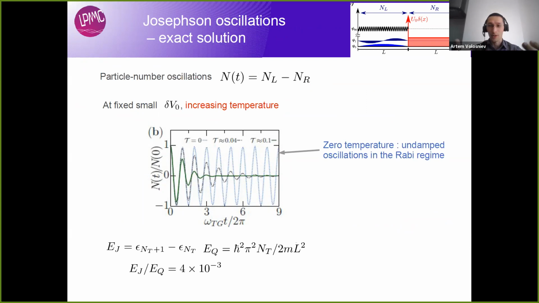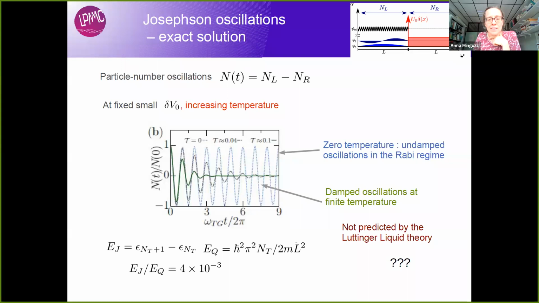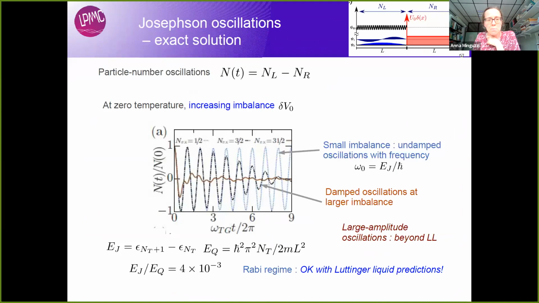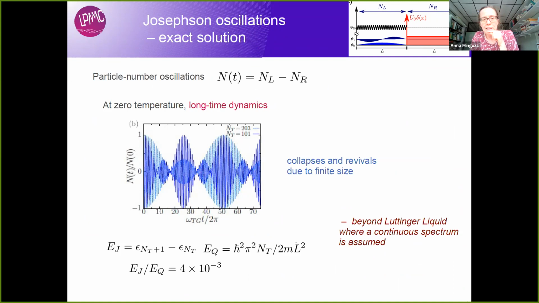Yes, so this is a small imbalance, small delta V zero, but I have in the backup slides somewhere a larger imbalance at zero temperature. Let me try to go to the right backups. For example, this one: you see that with bigger imbalance and longer times, the fermions sort of dephase. Yeah, thank you. You're welcome.